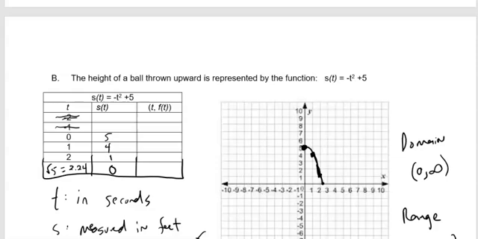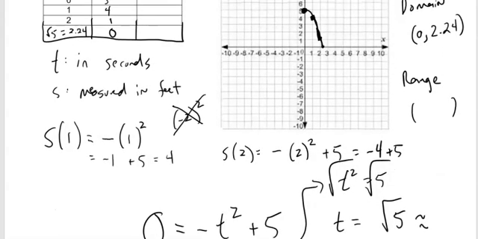So now we can adjust our domain, right? Because we can't have negative height. So that's it. This model ends when the ball hits the ground, right? So this is a good problem, how the application changes my domain. It starts when time equals 0 and ends when it hits the ground. That's at 2.24 seconds. And now we can get the range. I can see the range here. The lowest value is 0, the highest value is 5, and those are included. So in my interval notation, that would be the range.